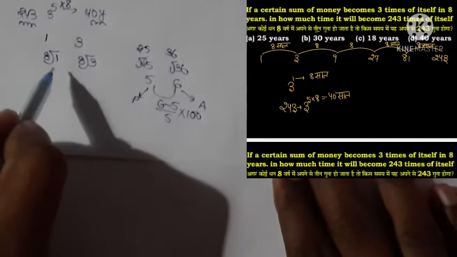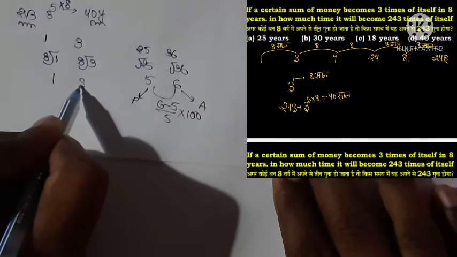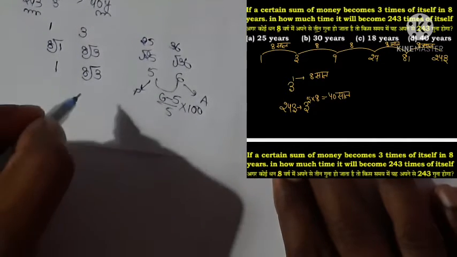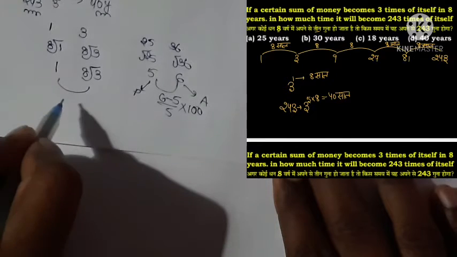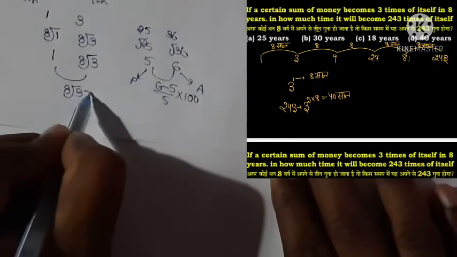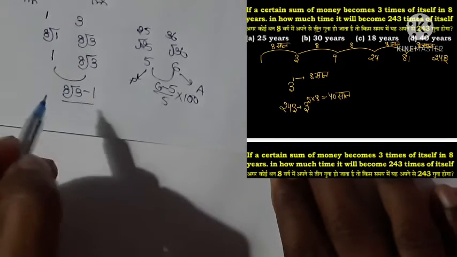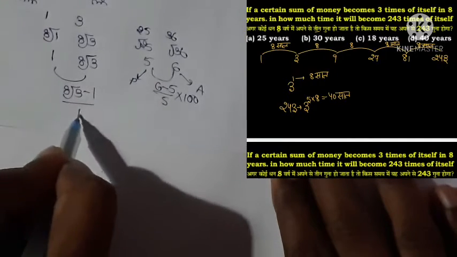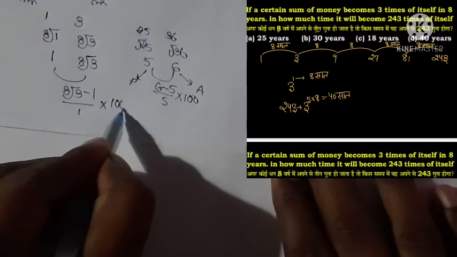So similarly here, the 8th root of 3. The rate of interest is (8th root of 3 minus 1) by 1 into 100%.